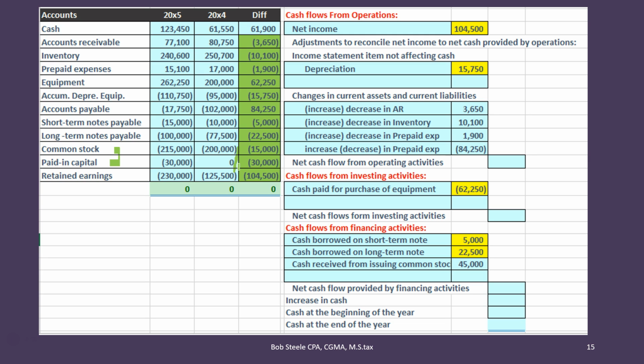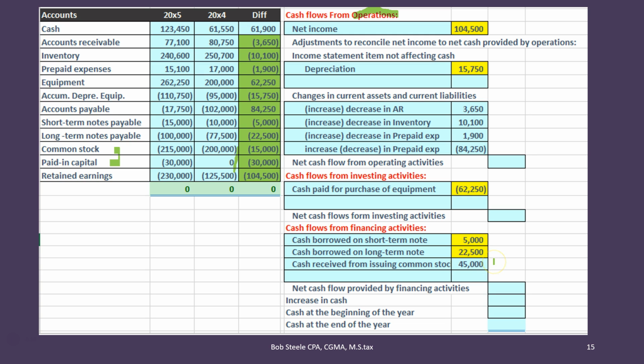So neither of those accounts is part of the income statement. It doesn't have anything to do with operations. It's going to be financing. Why do we issue stock? Because we're financing the company. We're trying to get money into the company through a financing process. And therefore, we're going to assume, once again, that cash received from issuing of stock is the effect here.